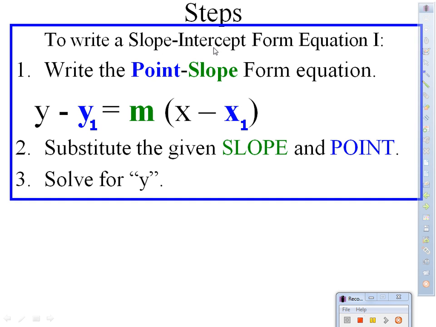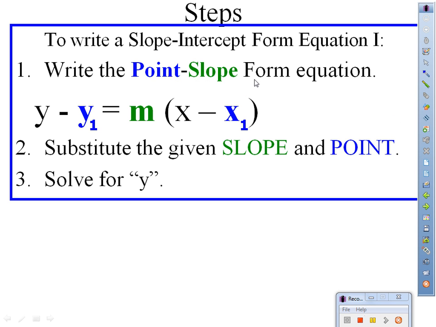It says, to write a slope-intercept form equation, I write the point slope form equation. What does that look like? Like this: y minus y1 equals m times x minus x1. Step 2, substitute the given slope and the point. And at the end, we solve for y. These steps are to write a slope-intercept form equation. Once again, point slope form is y minus y1 equals m times x minus x1.